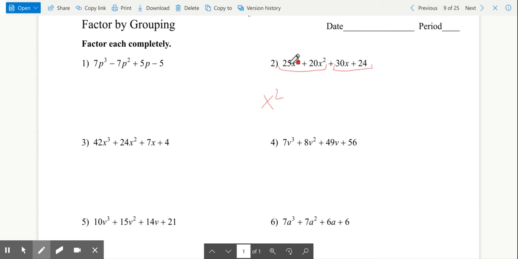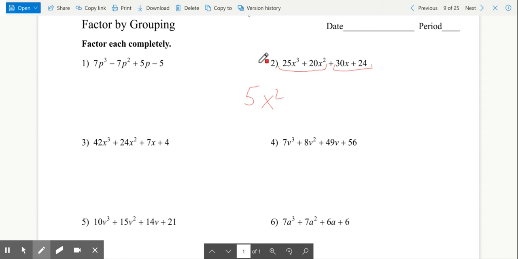I'm also going to be pulling out something that goes into both 25 and 20. So what goes into both 25 and 20? Well, 5 does. So that's what I'm going to factor out. I want to factor out the biggest thing that goes into both. In this case, that would be 5, because 5 times 5 is going to give me 25, and 5 times 4 is going to give me 20. So 5x squared is what I'm pulling out of the first two.